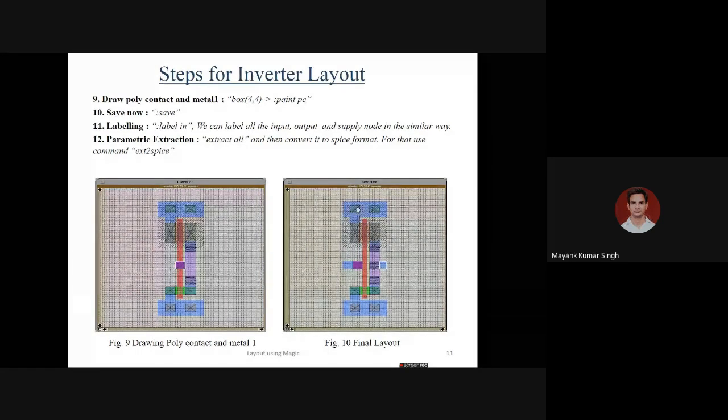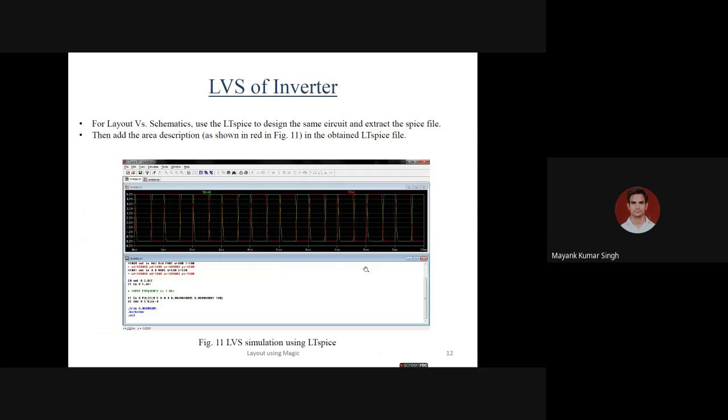There are two contacts for VDD, two contacts for ground. One is for input, one is for output. These are the metal contacts. So this is also a metal, this is also a metal, and this is the poly. So there is a contact connection for the poly. Okay, so in this way, this is the complete inverter layout.